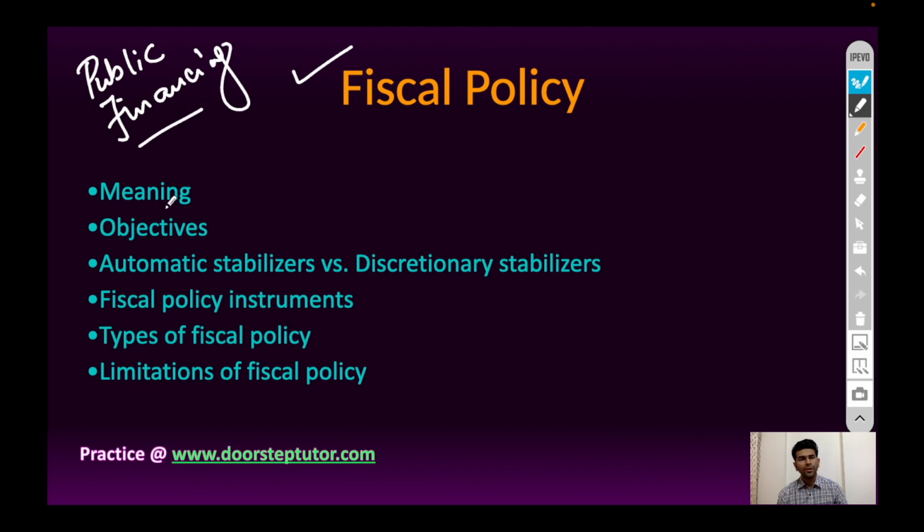In this lecture, we will discuss the meaning of fiscal policy, objectives of fiscal policy, automatic stabilizer and discretionary policy, fiscal policy instruments, types of fiscal policy, and limitations of fiscal policy.